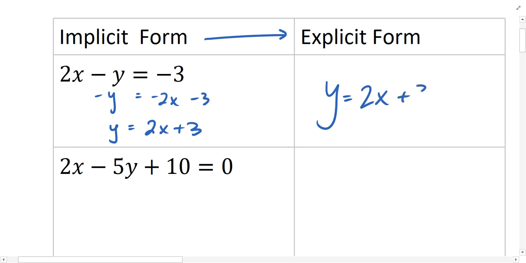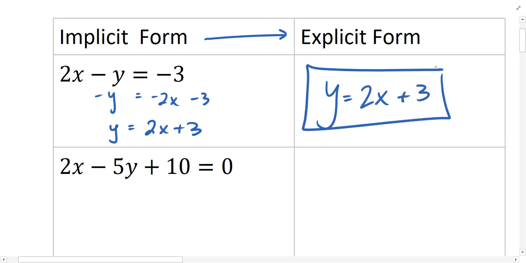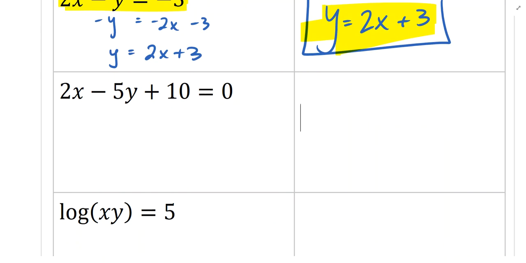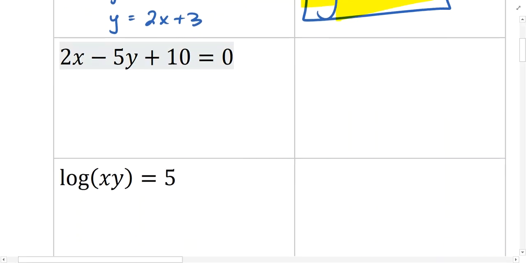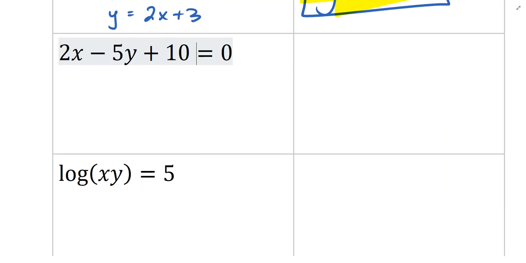We've written this function explicitly in terms of x. So y is the result of some modification on x. These two essentially mean the same thing. It's just that this form on the right is a little bit easier to work with when we're trying to identify a value for a dependent variable. And we could do the same thing with this example here.